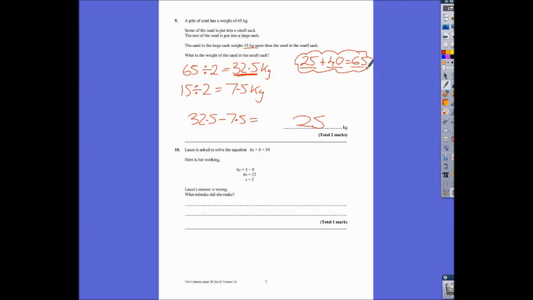Laura is asked to solve the equation 6x plus 3 equals 10, and here is her working out. Laura's answer is wrong. What mistake did she make? Well, this means x is getting multiplied by 6, and then we're adding 3. So to undo that, we should take 3 off, and in this case, she's actually added 3, hasn't she? So the mistake that she's made is she has added 3 to both sides, not subtracted.